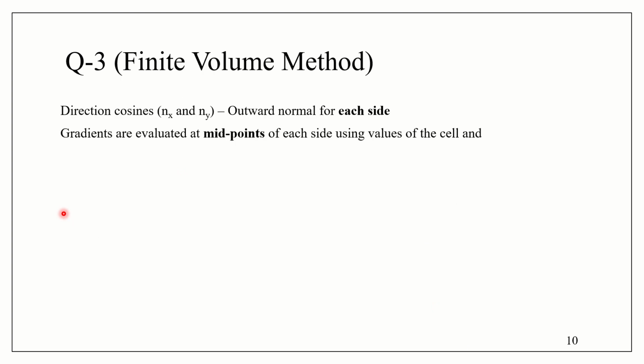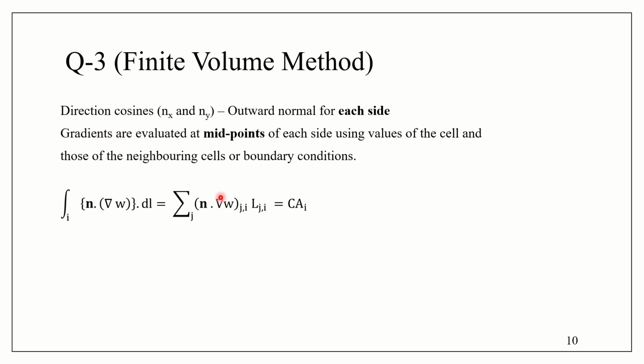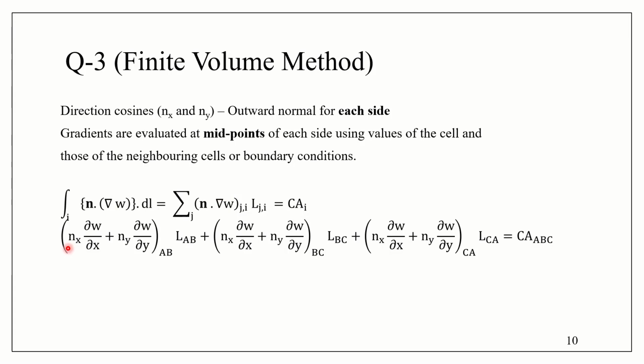So how are we doing? We are using the finite volume approach because it was asked in the question. For the finite volume approach, we need two things. The first one is the direction cosine, and the second one is gradients. Because this is the approach, for each side we are multiplying the gradient with the direction cosine and multiplying with the length of that particular side.